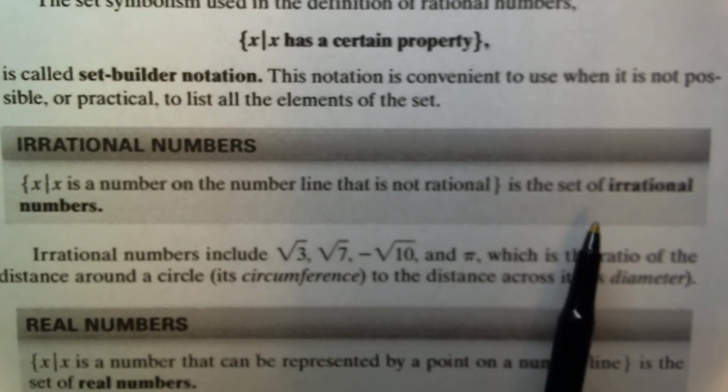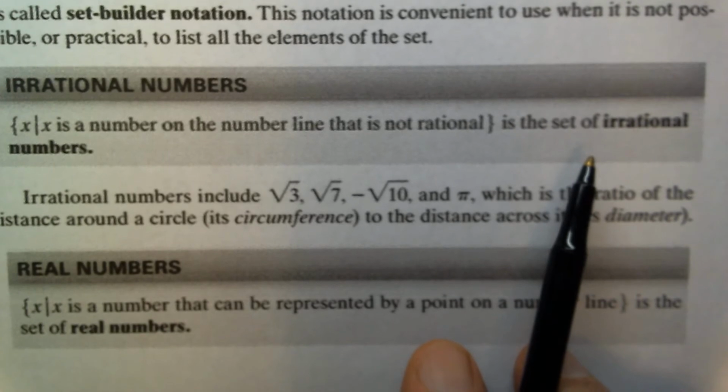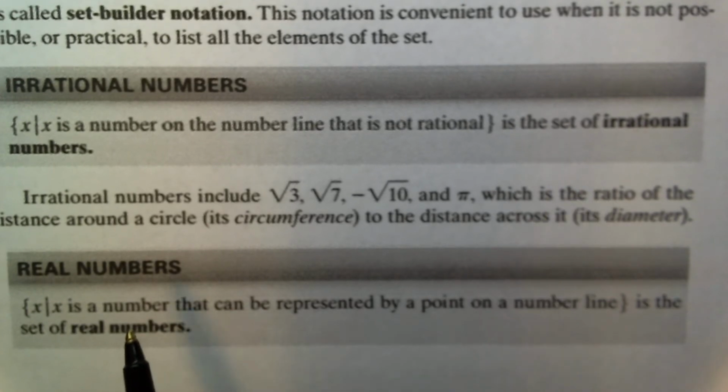And then the real numbers is really the union of the rational and irrational numbers. And it's defined, the set of real numbers is the set of all x such that x is a number that can be represented by a point on a number line. And that's the set of real numbers.